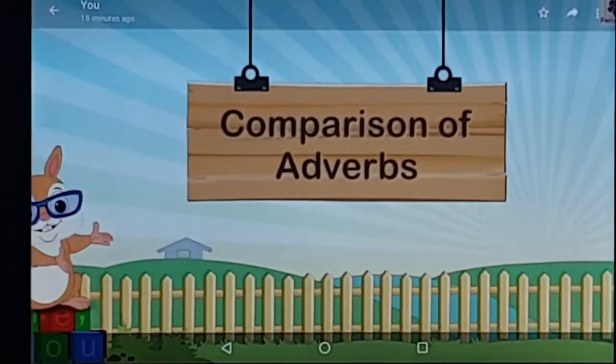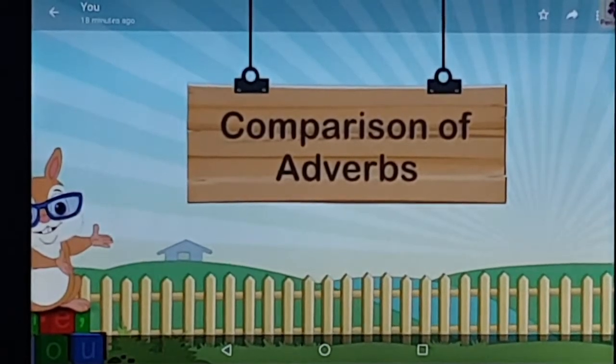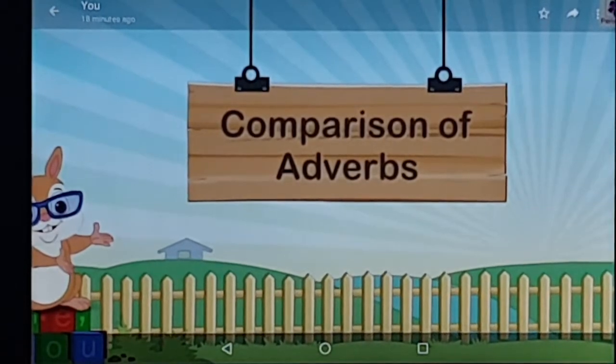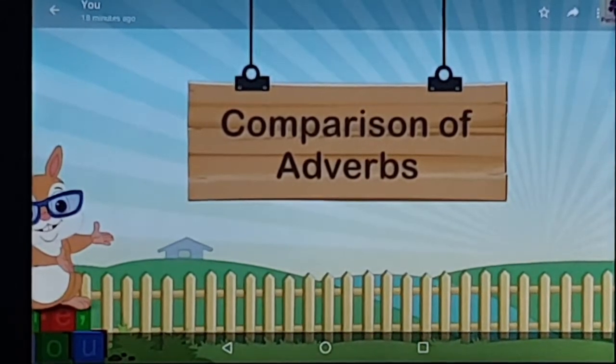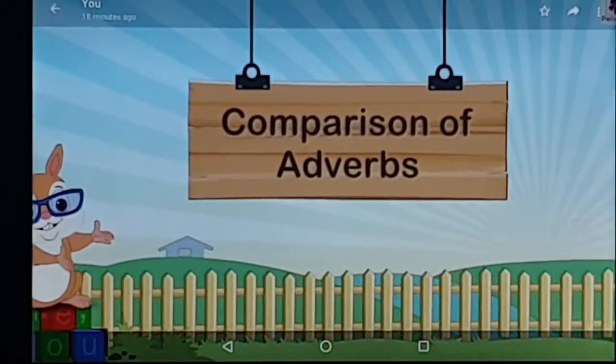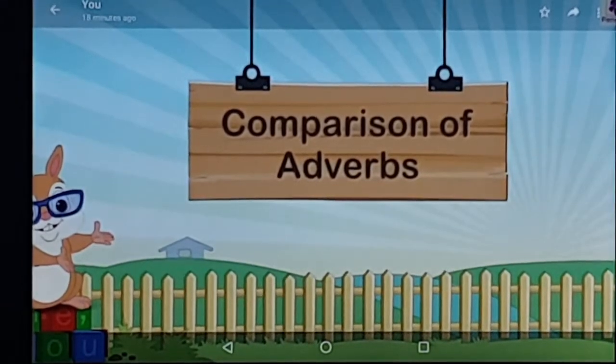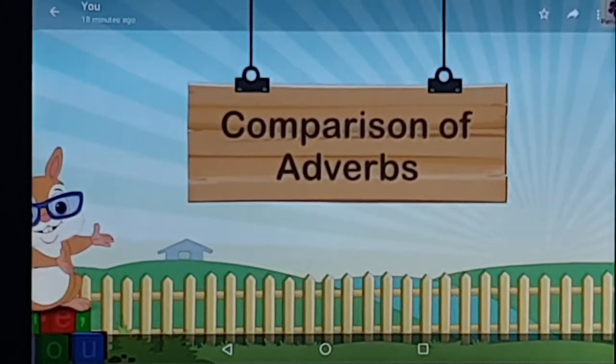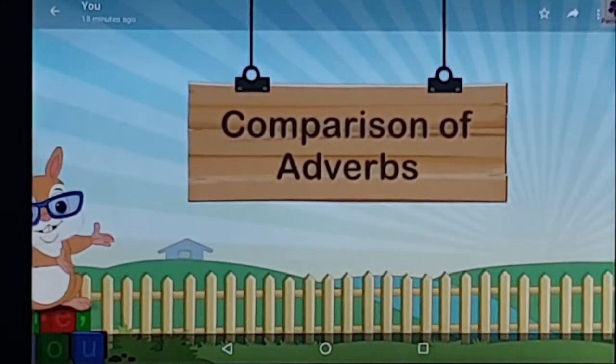But remember one thing. In adjectives, we compare qualities of nouns. But in adverbs, since you already know adverbs are used with verbs, the action words, here we are comparing the actions of different nouns. So this is a very important point that you have to remember.